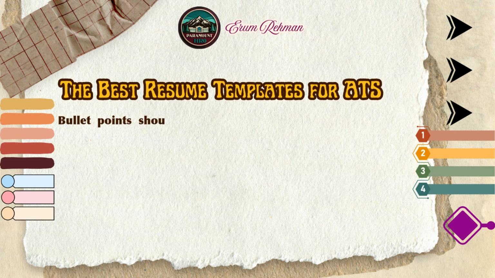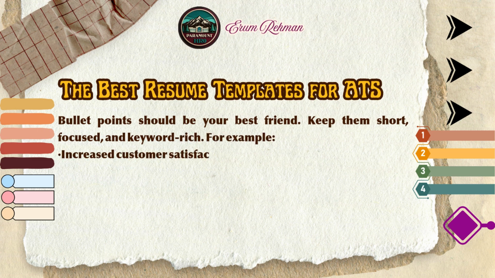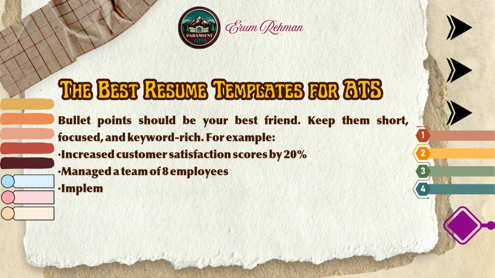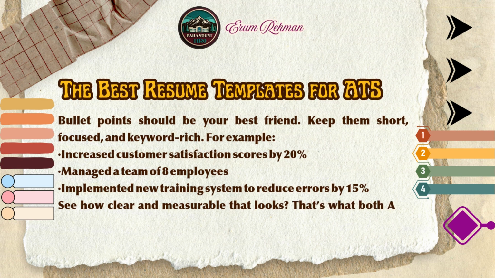Bullet points should be your best friend. Keep them short, focused, and keyword-rich. For example, increased customer satisfaction scores by 20%, managed a team of 8 employees, implemented new training system to reduce errors by 15%. See how clear and measurable that looks? That's what both ATS and recruiters love.